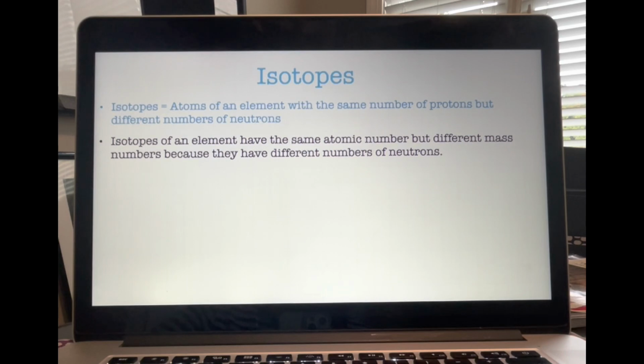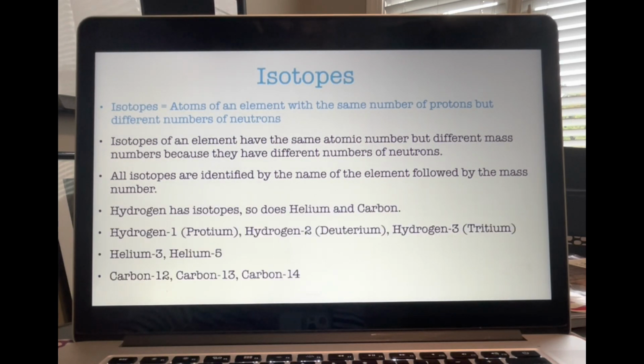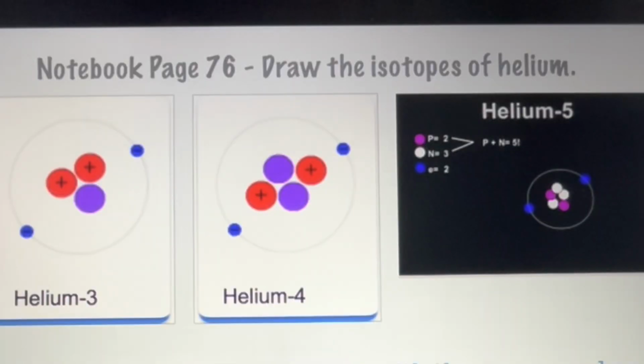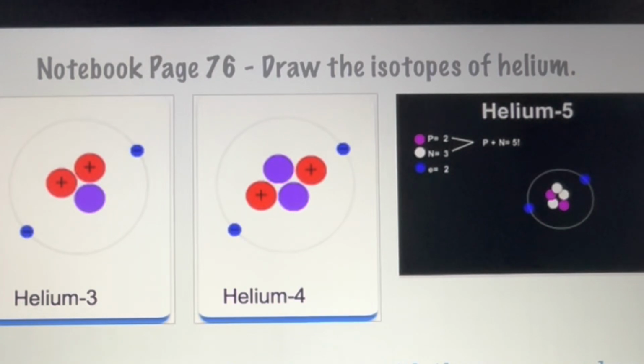However, hydrogen isn't the only element that has isotopes. Helium-4, that is pictured here, is one of 3 naturally occurring isotopes. The other 2 isotopes are helium-3 and helium-5. Can you figure out how many neutrons each helium isotope has? All right, let's take a look at that. Also, we're going to draw this on notebook page 76.